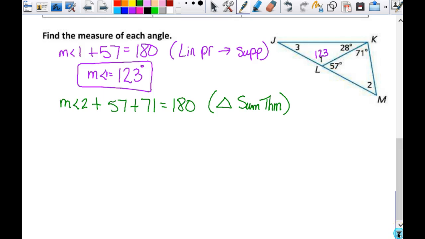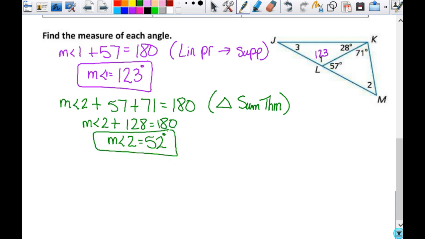All right, so then I add these two together. So the measure of angle 2 plus, what's 57 plus 71? 128 equals 180. So the measure of angle 2 equals 52 degrees. Angles have degrees on them, by the way. That's something else y'all got taken off for on your quiz.